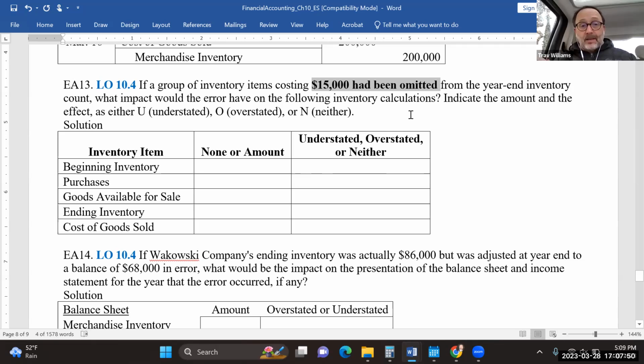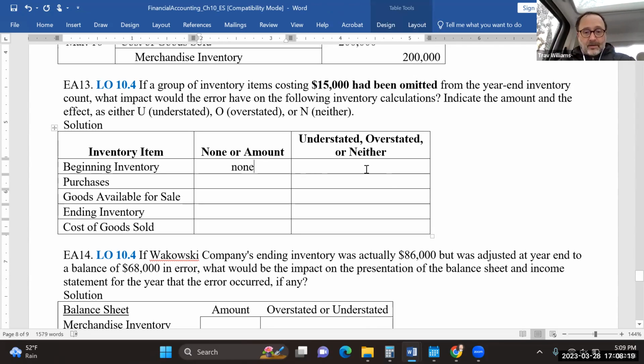However, that happened at the end of the year. So the question is, is that going to impact the beginning inventory for that year? And the answer would be no. You know your beginning inventory because it's whatever carried over from the prior year. So making a mistake at the end of this year does not impact the beginning inventory from this year. So we're going to put no impact, none, and neither understated nor overstated for beginning inventory.